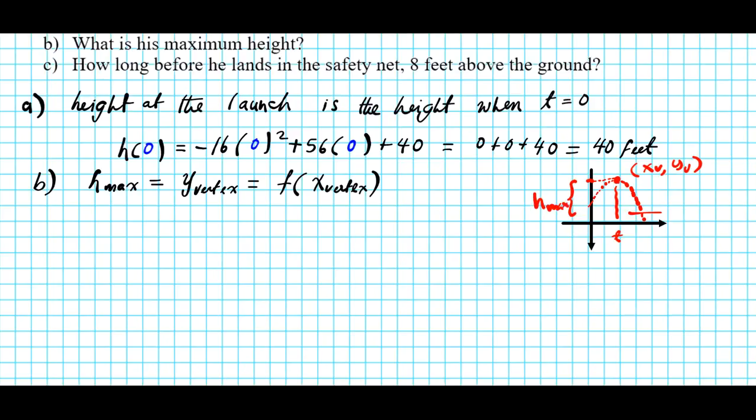Alrighty? Okay, so let's go ahead and find the first part, x vertex, the time that it reaches its maximum height. X vertex is negative b over 2a. So let's call up the quadratic function. Negative 16t squared plus 56t plus 40. It's already in standard form, so we can easily see that a, coefficient of the second degree term, is negative 16, b is 56, and c is 40.